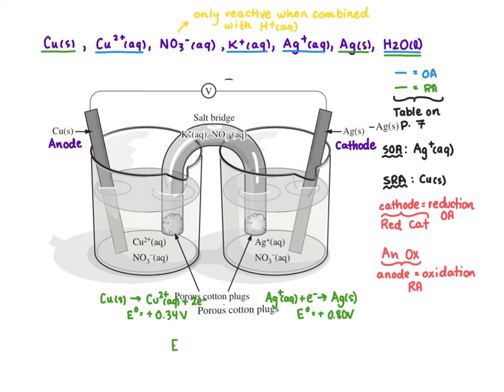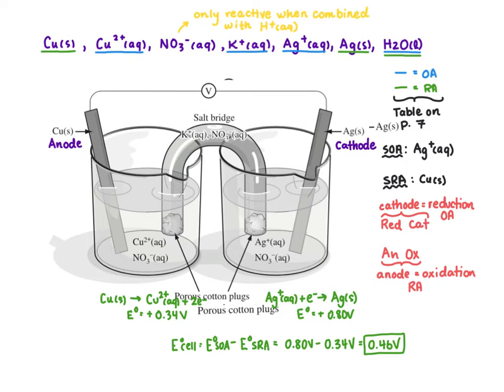So E cell is equal to the E naught value of our strongest oxidizing agent minus the E naught value of the strongest reducing agent. So our strongest oxidizing agent is silver, so 0.80 volts, minus copper, which is 0.34 volts, giving us a difference of 0.46 volts for this battery. And then lastly, we can predict some observations and label this cell diagram.